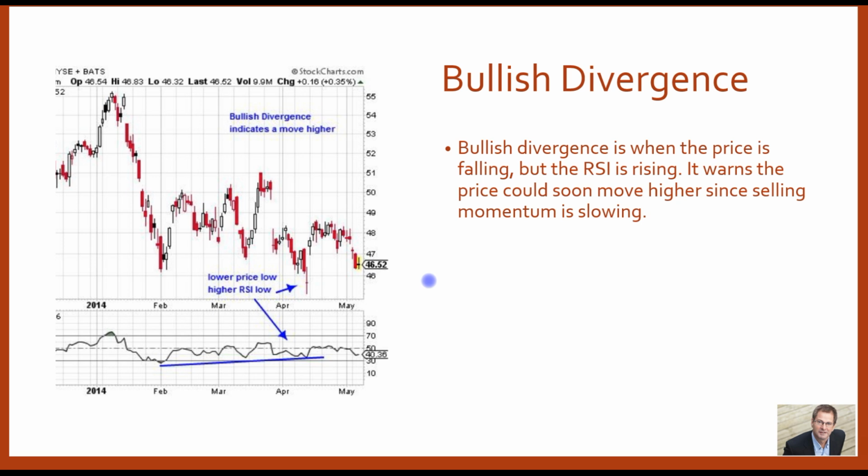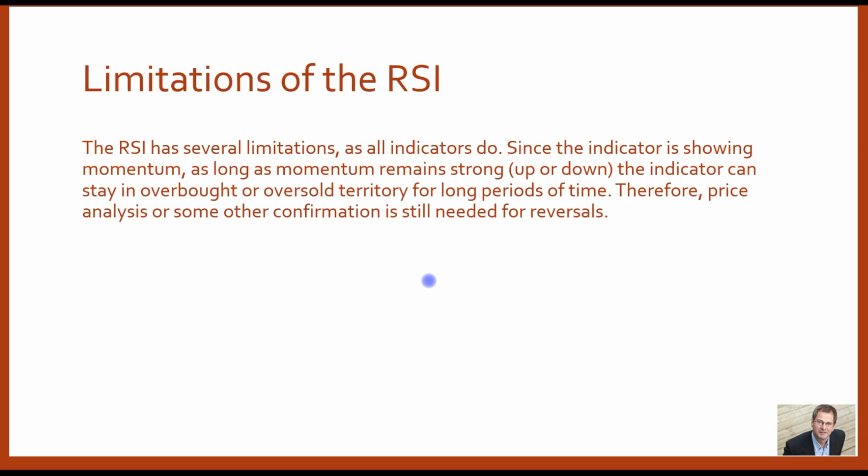Now, I don't trade divergence. I hardly ever even notice it on my charts. But people talk about trading divergence with RSI all the time. Now, the RSI has several limitations, as all indicators do. Since the indicator is showing momentum, as long as momentum remains strong up or down, the indicator can stay in overbought and oversold territories for a long time.